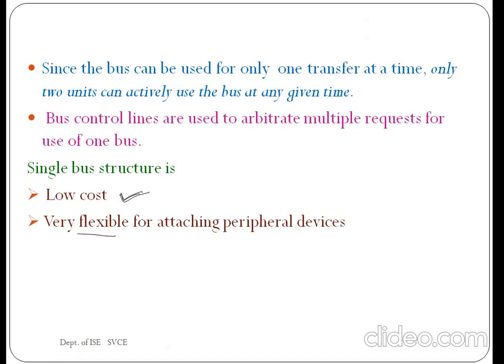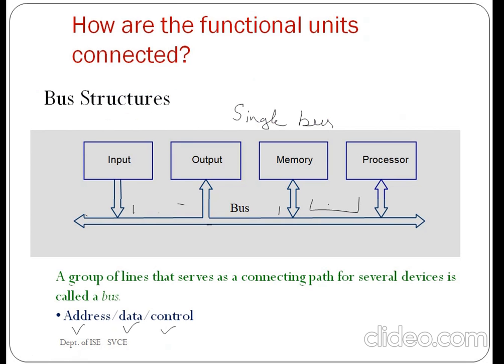I can give an example. There may be transmission of data between the memory and the processor, and at the same time between the input and memory. Like this, it can perform multiple tasks at the same time.